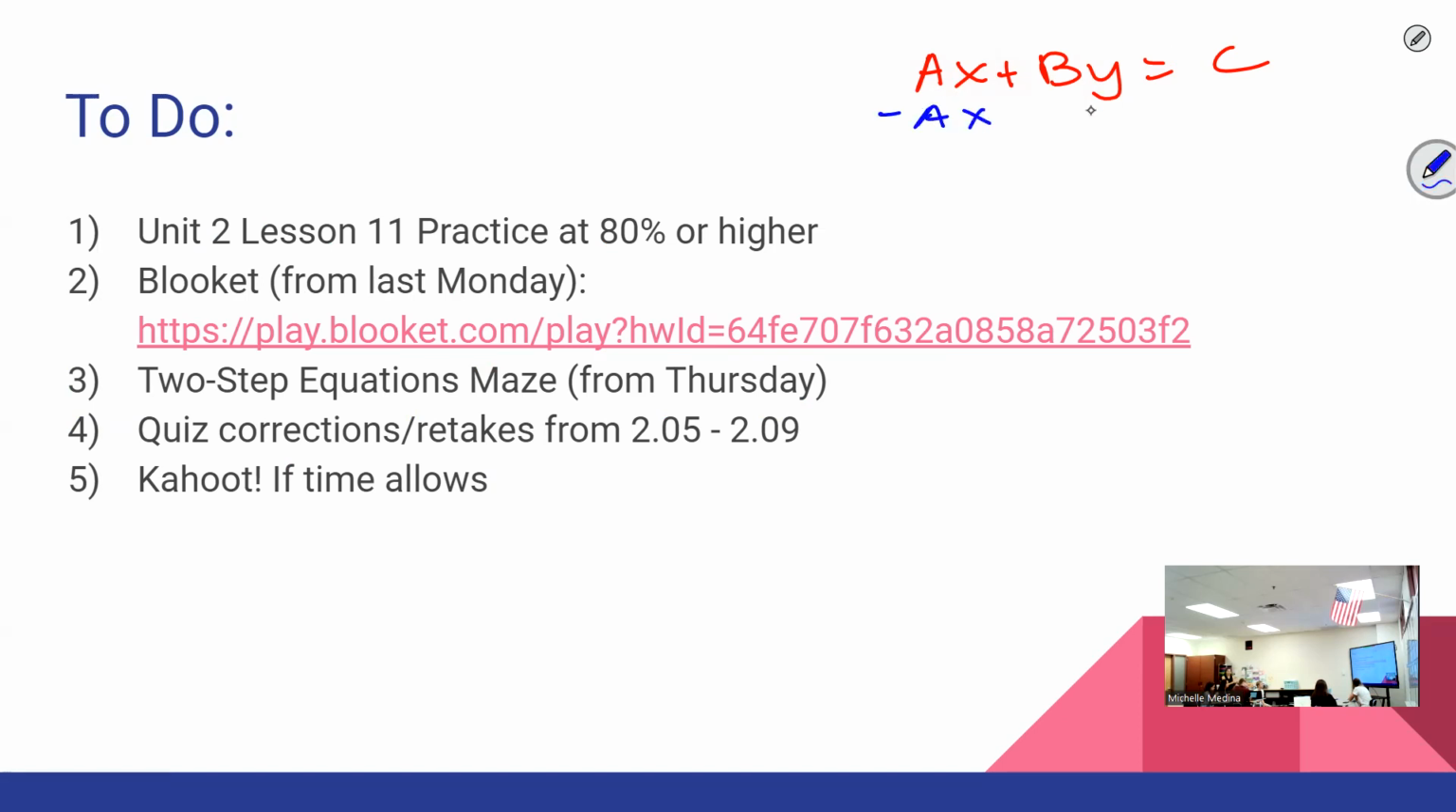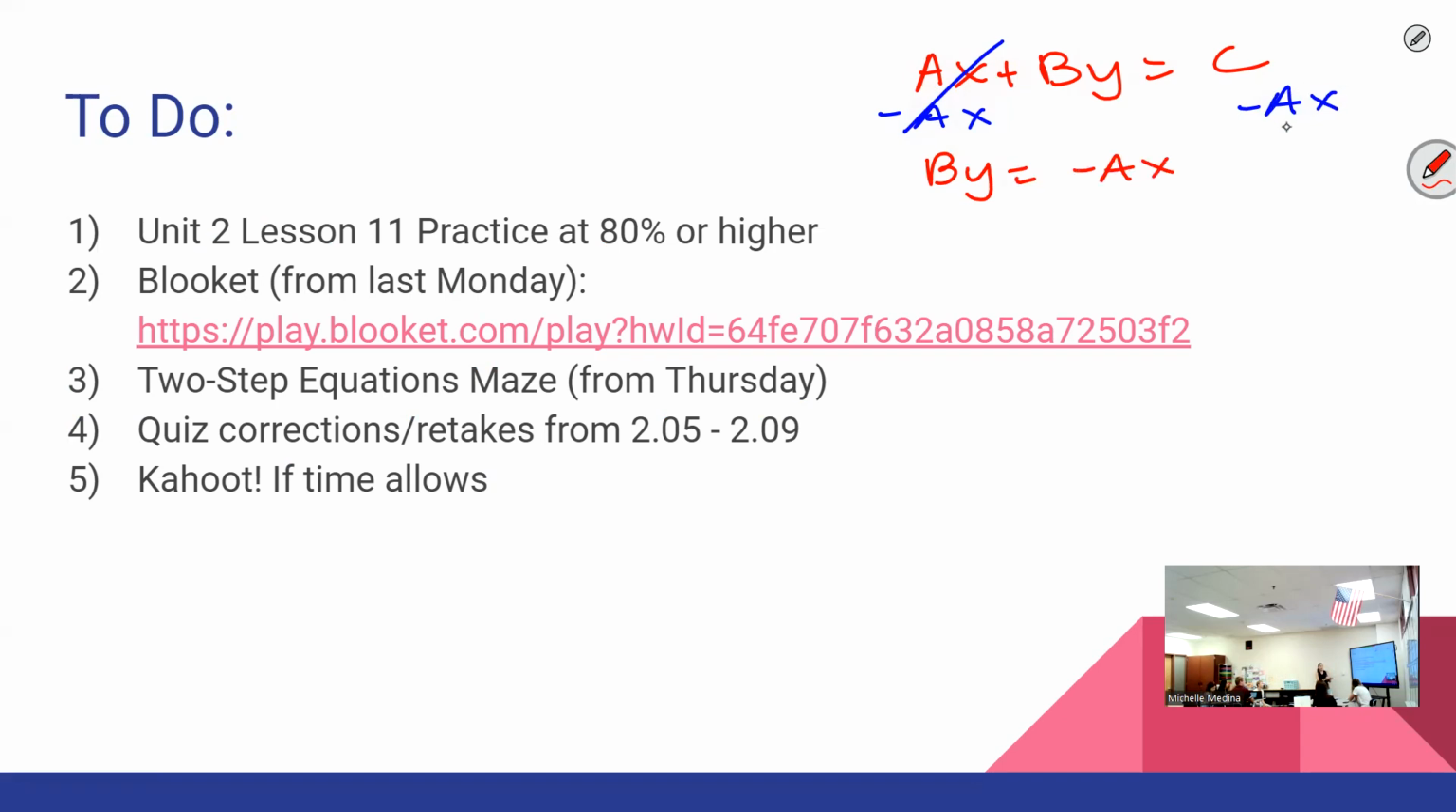So if it helps to think of them as numbers, go ahead. But we're trying to get the y alone. Start with this one. Get rid of it. You get rid of it by subtracting it. Whatever you do on one side, do to the other. So then I get by equals negative ax.